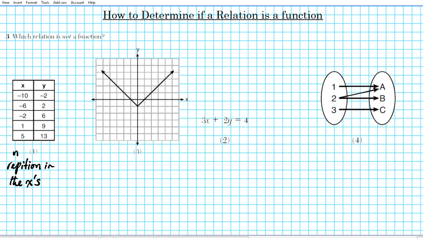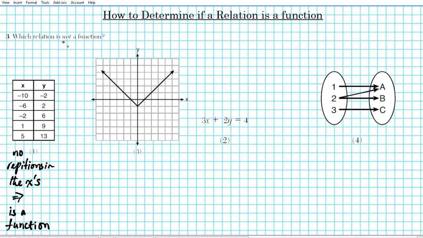So let's just be more specific. No repetitions in the x's. All right, so look at all the x's. Are there any repetitions? There are no repetitions in the x's. So what does that tell us? This relation is a function. Why is it a function? If there are no repetitions in the x's, that means that every input is being assigned to a maximum of 1 output. If you have one input going to more than 1 output, which results in a repetition in the x's, that relation is not a function.